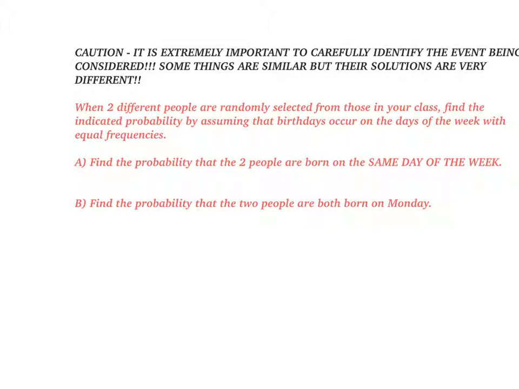So, part A, find the probability that 2 people are born on the same day of the week, which means, let's say I find the first person and they say, oh, I was born on Wednesday. Okay, what are the chances that the next person was also born on Wednesday? Well, 1 out of 7, and that's all you do. But look at part B. Find the probability that the 2 people are both born on Monday. Okay, now we're talking about both people picking a specific day, which is different. The first person has a 1 out of 7 chance of being born on a Monday, and the second person also has a 1 out of 7 chance, so they have a 1 out of 49 chance of being born on a Monday.